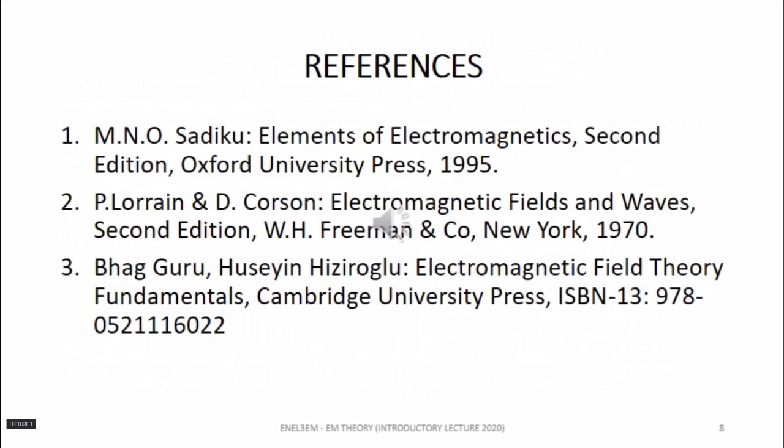And finally, there's the book by Guru and Hiziroglu, which used to be the main text before I introduced Sadiku. The beauty with Guru and Hiziroglu is that it also has a lot of worked examples, just like Elements of Electromagnetics by Sadiku. So please, one should be able to get a copy of Guru and Hiziroglu, maybe in the library or even online, maybe much earlier editions.